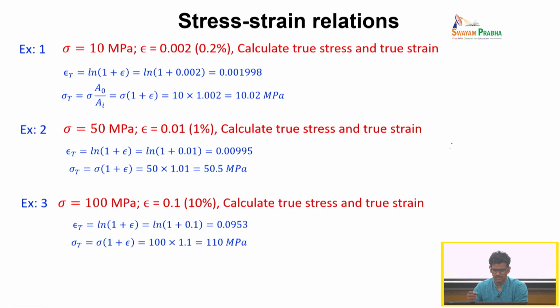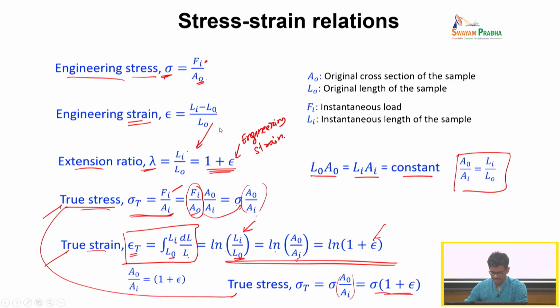Okay, so I have an example illustrating this point. In example 1, the measured engineering stress is 10 megapascal, and the engineering strain is 0.2%, a very small amount of strain. With this, let us calculate true stress and true strain. I can use Li by L naught or A naught by Ai, but these are not given to me, only stress and strain are given. So I am going to use this expression.